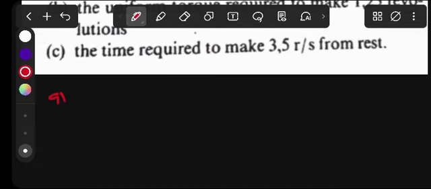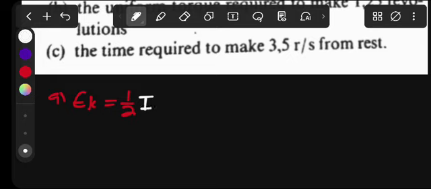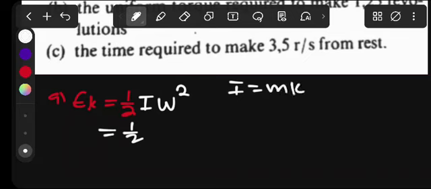Okay, so guys, we are used to this now, we know the formula for kinetic energy. EK, we said it's 1/2 multiplied by the moment of inertia, multiplied by the angular velocity squared. So we have 1/2 the moment of inertia. Remember, the moment of inertia by itself is equal to mass multiplied by radius of gyration squared.